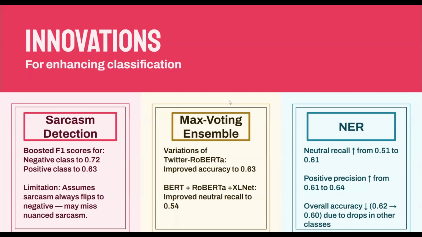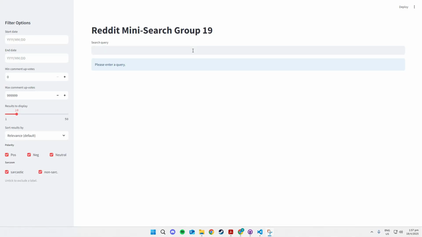Next, we tried max voting ensembles with different combinations of 3 polarity models. One ensemble, comprising variations of Twitter RoBERTa trained under different settings, improved accuracy to 0.63. Another ensemble comprising BERT, RoBERTa base, and XLNet improved neutral recall to 0.54. Lastly, we trained Twitter RoBERTa with named entity recognition. Neutral recall increased from 0.51 to 0.61. Positive precision also increased from 0.61 to 0.64, but overall accuracy dropped due to drops in other classes, from 0.62 to 0.6. Now, let's move on to the design of our application.